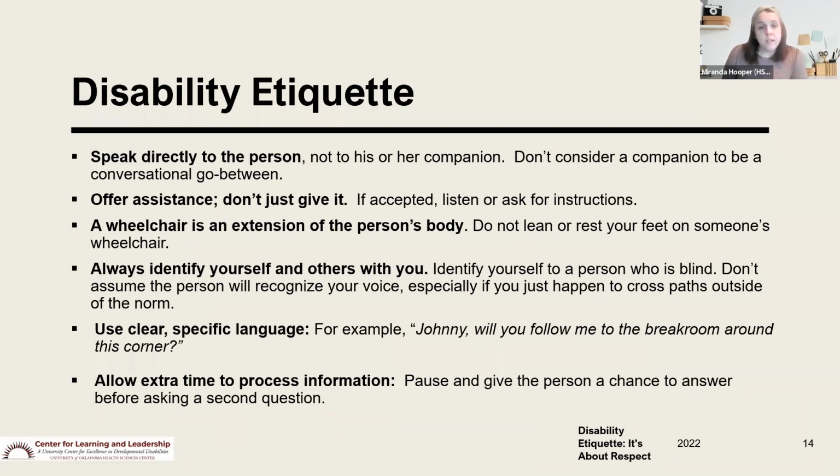So the first one is to speak directly to the person. A lot of times, and I see this often in medical appointments or different appointments where Aiden, who is now 18, people will come in and say, well, how is he doing today? I could tell you how I think he's doing, but I think Wanda could tell you how she thinks I'm doing, and it's not going to be what I think I'm doing. So speak directly to the person.